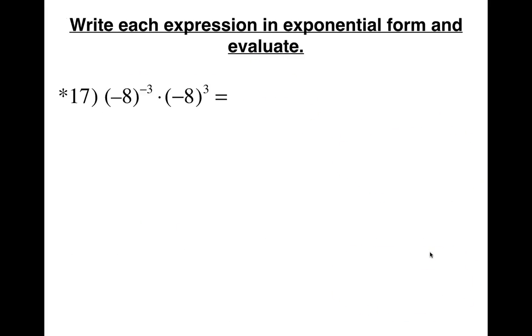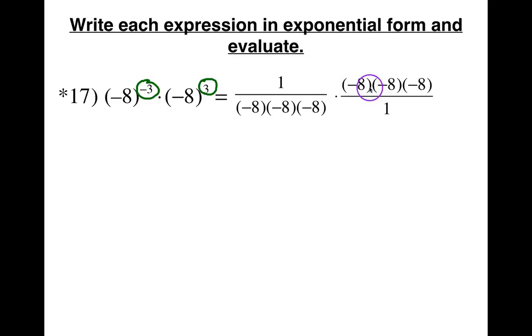Okay, same idea. I'm going to go ahead and give you one example and have you pause and try number 18 on your own when you're ready. Okay, so for number 17 here, we have a negative exponent. So I'm going to do repeated division. So I'm going to have 1 over negative 8 repeated 3 times. Now here we have a positive exponent, so I'm going to do repeated multiplication. So I'm going to go ahead and multiply negative 8 3 times. Again, since I have some in the numerator and denominator, I can reduce by negative 8, so I'm going to go ahead and do that. Negative 8 divided by negative 8 is 1. I keep doing this until I have nothing left over.